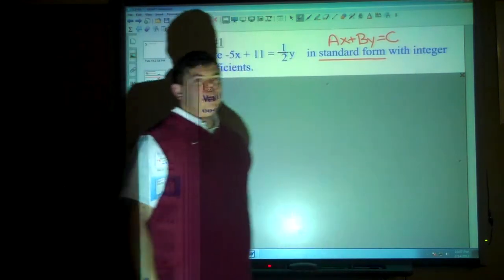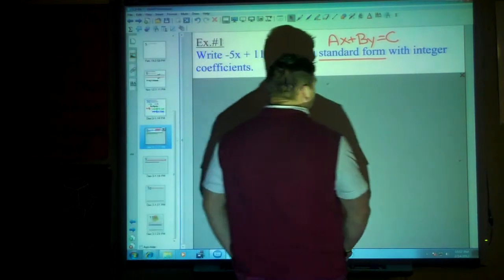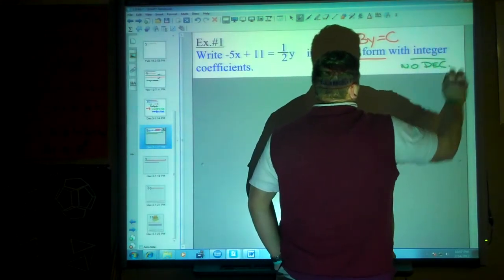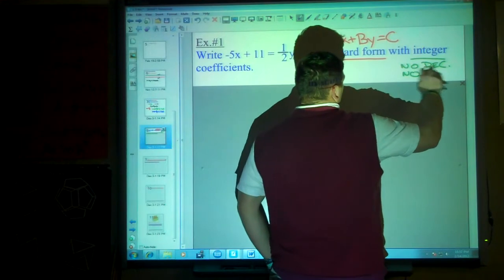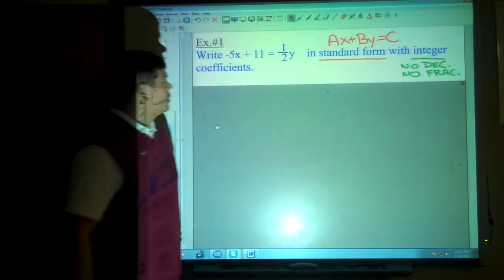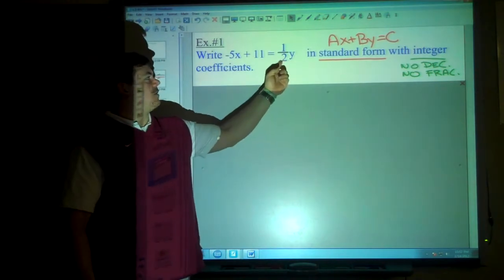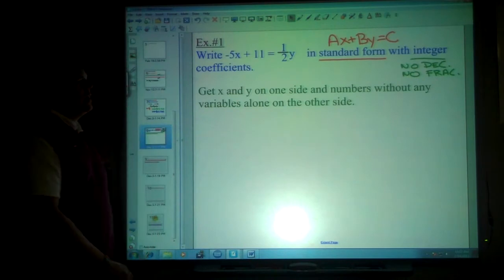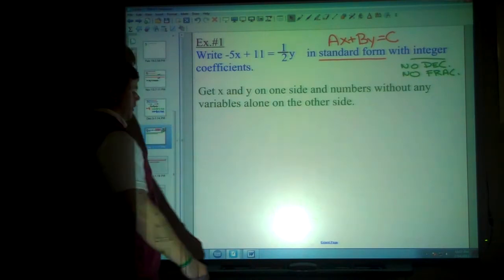Integers means no decimals and no fractions. That's what integers means. So I need to definitely change this because it has a fraction in it. Get x and y on one side and the numbers without any variables alone on the other side.